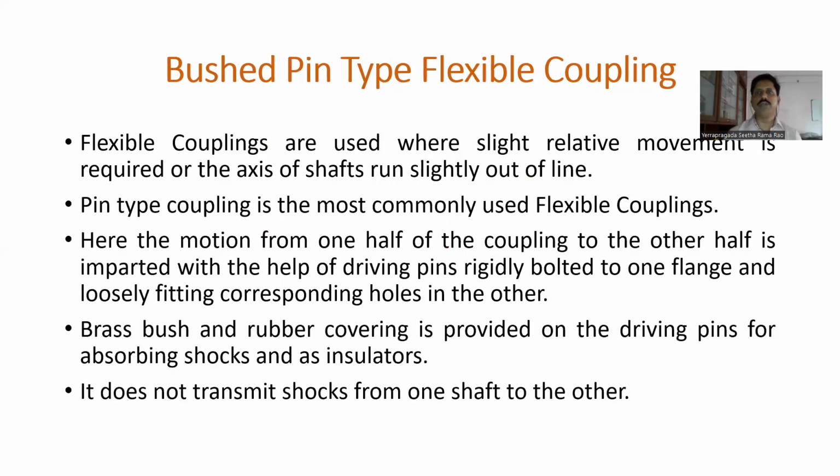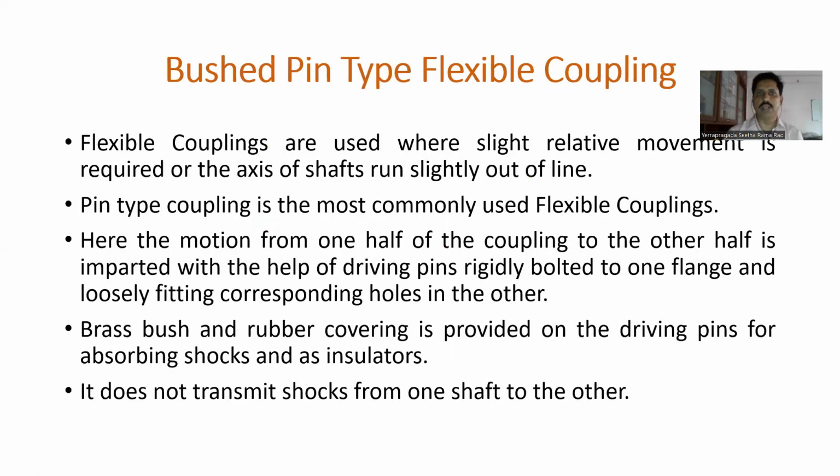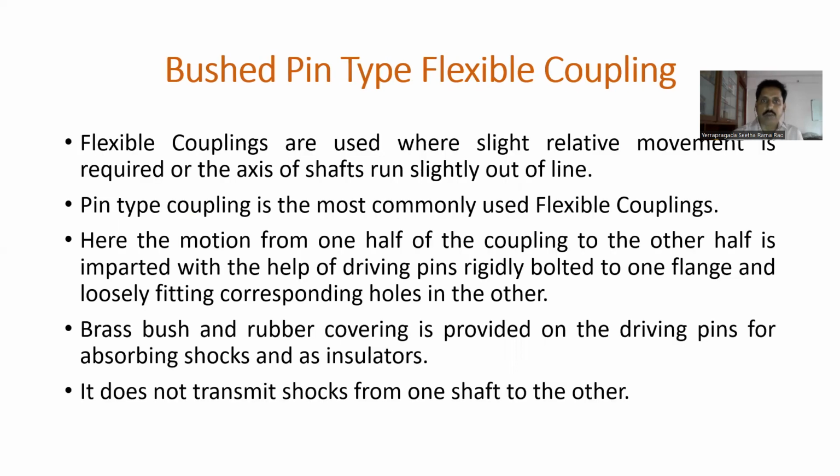And the last one is the bush pin type flexible coupling here. These are used where slight relative motion is required between the two shafts, where the axes of the shafts run slightly out of line. The pin type couplings are mainly used here. These are the bushes. You see how the bushes are connecting here. Brass bushes we are using, rubber bushes also we are using. These bushes absorb the shock loads in the coupling. That is the advantage of the flexible coupling here.